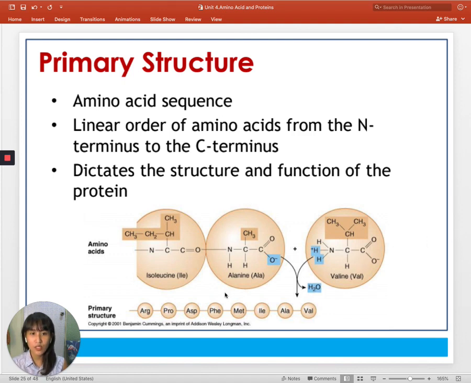So as you can see here, an example of a primary structure coming from the arginine, proline, aspartic acid, phenylalanine, methionine, isoleucine, alanine, and valine. So this is an example of an amino acid sequence.